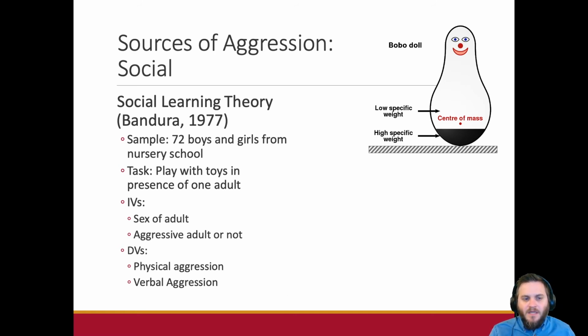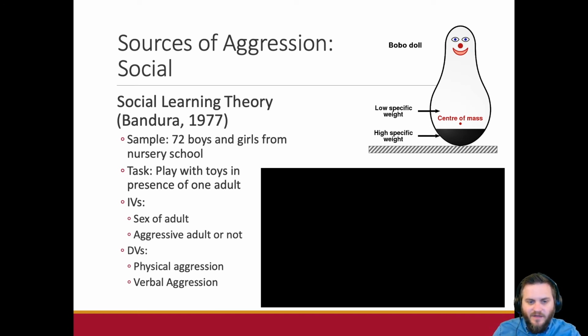So there were 72 boys and girls that watched adults play in a playroom, and they watched them play with Bobo. They then measured the kids playing with those toys and how they acted toward Bobo. And they just measured physical aggression and verbal aggression. So here is a video of that.